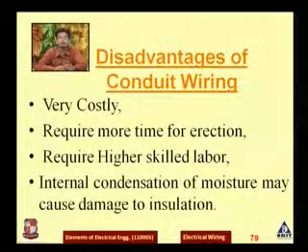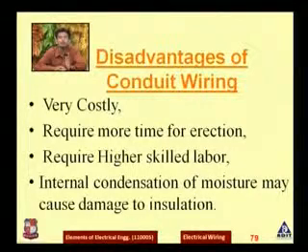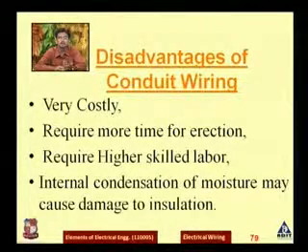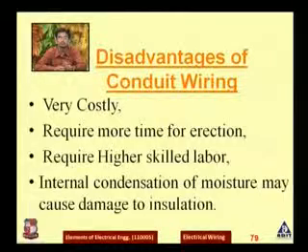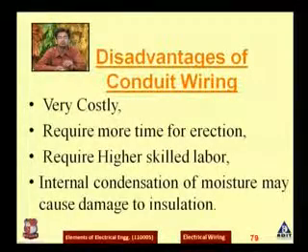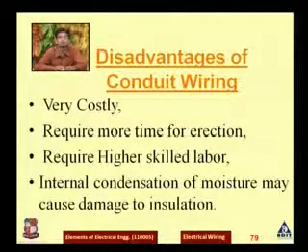The internal condensation of moisture may cause damage to the insulation. That means suppose we are using conduit wiring in our domestic application, and suppose moisture is there inside the wall. So what will happen? Even though there is no moisture in the atmosphere, due to the internal condensation of moisture, it may cause damage to the insulation. And if the insulation is damaged, ultimately the wiring system will get damaged.